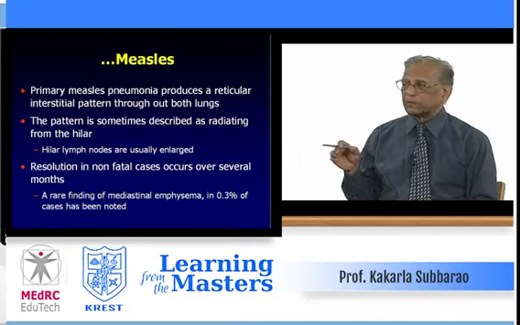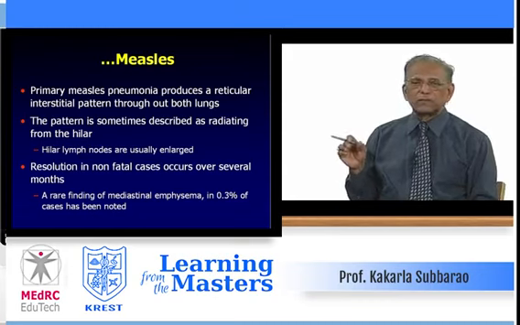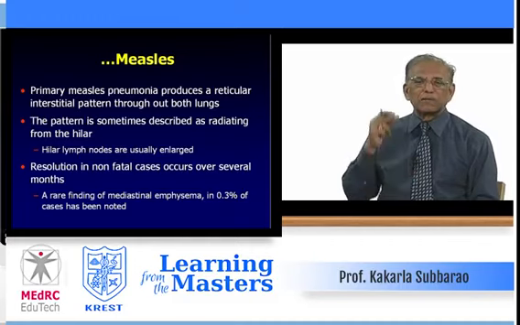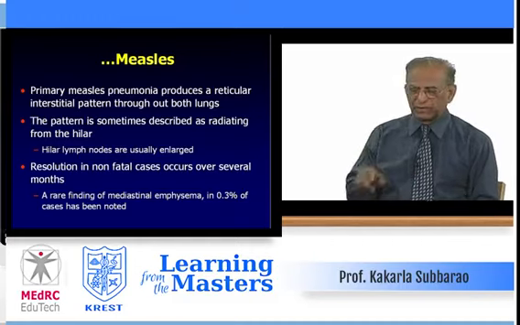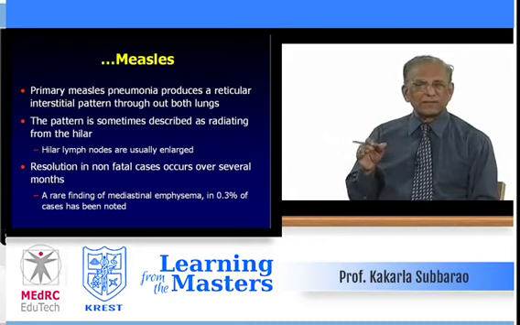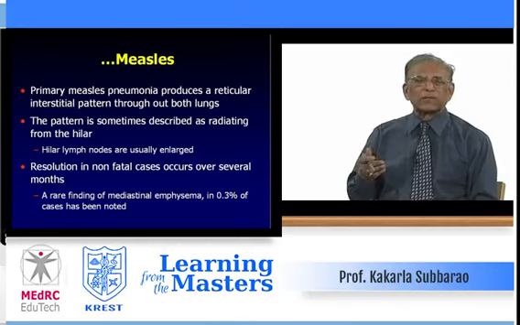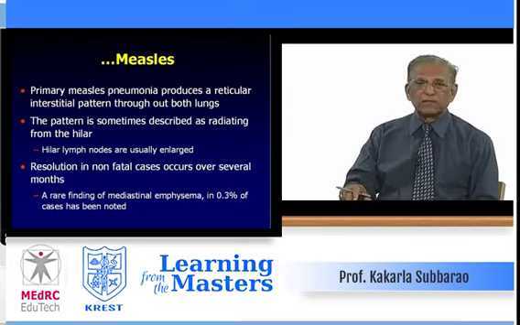It takes months. A rare finding of mediastinal emphysema in 0.3% of cases has been noted. That is due to rupture of one of the alveoli and then interstitial emphysema extending to the mediastinum, and mediastinal air is present. That is mostly because of the cough. The incessant cough that these children get stimulates one of the alveoli to rupture, and first interstitial emphysema is noted in conventional radiographs. It is difficult, and then it extends to the mediastinum. That's how mediastinal emphysema is produced.